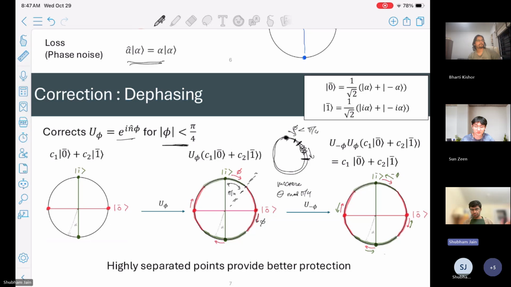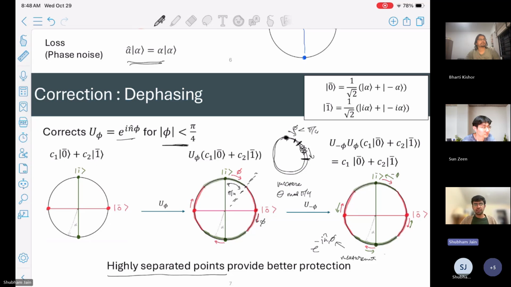Because of this reason, this particular cat code can correct against any dephasing noise for a rotation angle less than pi over 4. And the correction is very simple. You just implement e to the minus i n hat phi, where this phi is what we determined by our measurement. So the more highly separated your points are, the better protection we have against dephasing. And this is just an intuitive picture of how this code protects against these dephasing errors. We will make it more concrete with the KL conditions in a few more slides, but this is essentially how it works.